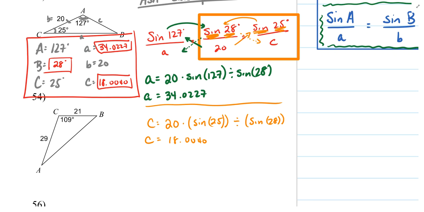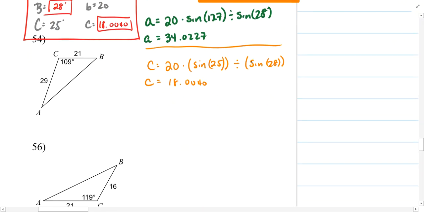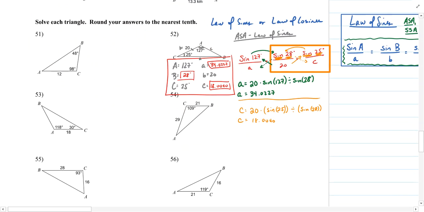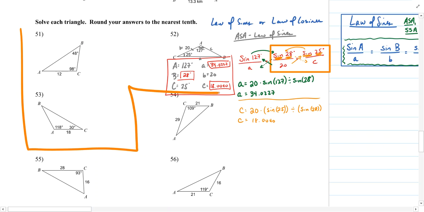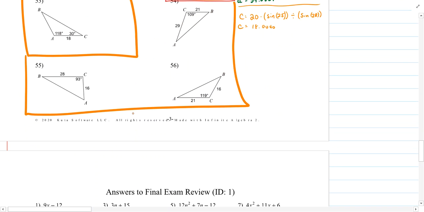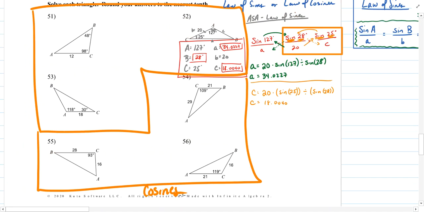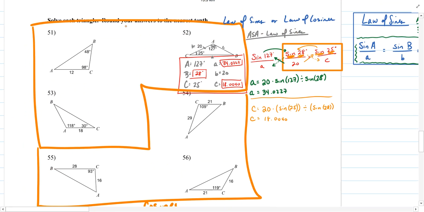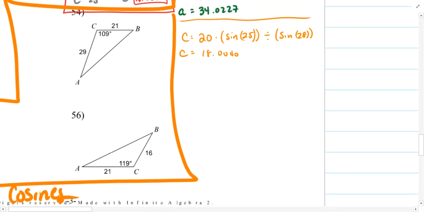Now this video is starting to get a little bit long, so I will only complete number 54 next, but I do want to share with you that problems 51, 52, and 53, this group can be solved using the law of sines, and then this group down below is going to be law of cosines. So you shouldn't have too much trouble figuring out which method is appropriate here. I'll go ahead and give that to you.